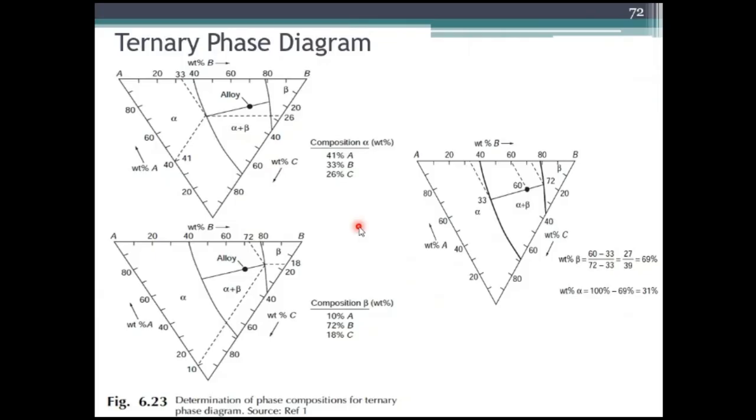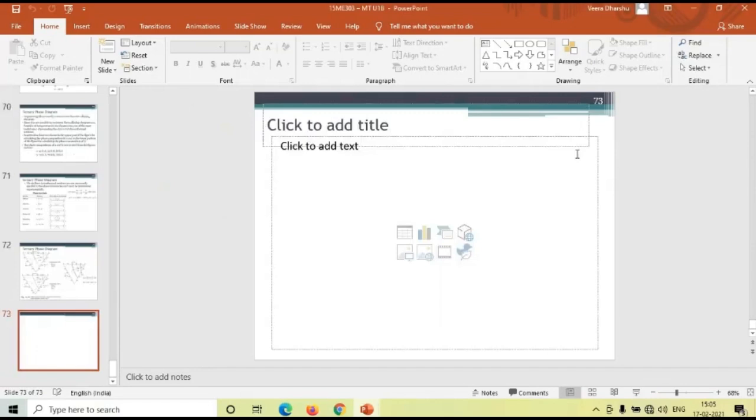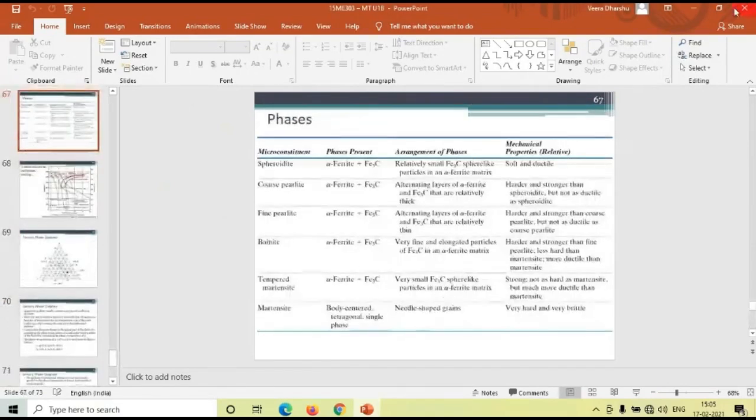So what we have studied in this first unit is all about phase diagrams and how they change.